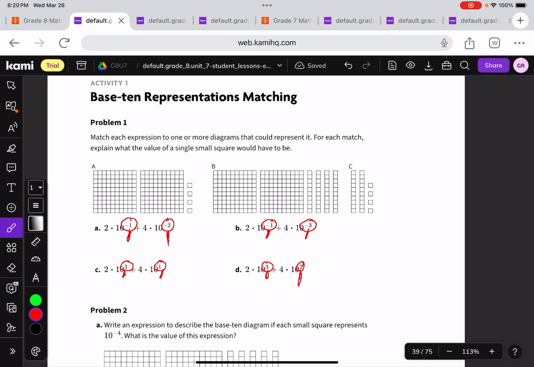With that being said, it just depends on what power of 10 we're using. I've got 2 hundreds here, and 4 ones here. There's no 10s going on here. If you notice here, there's ones.